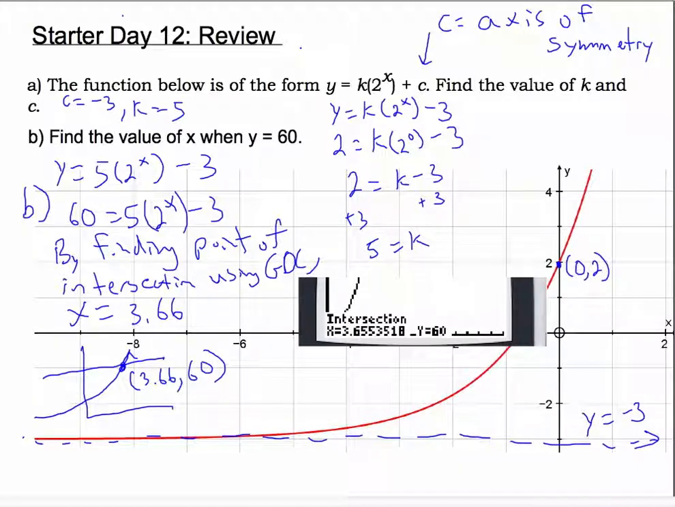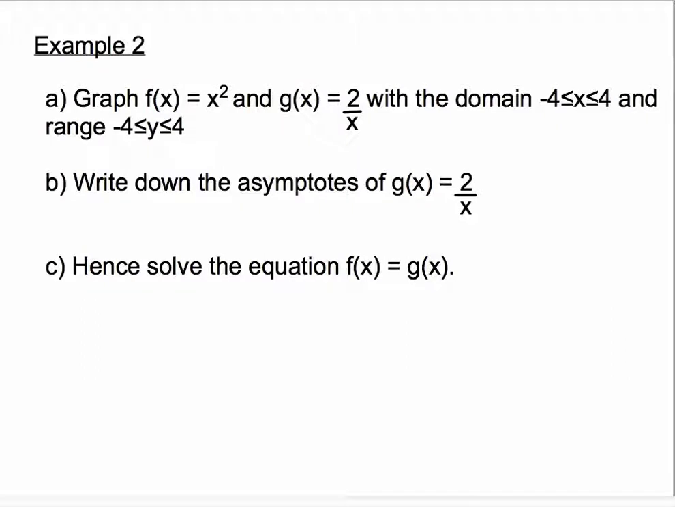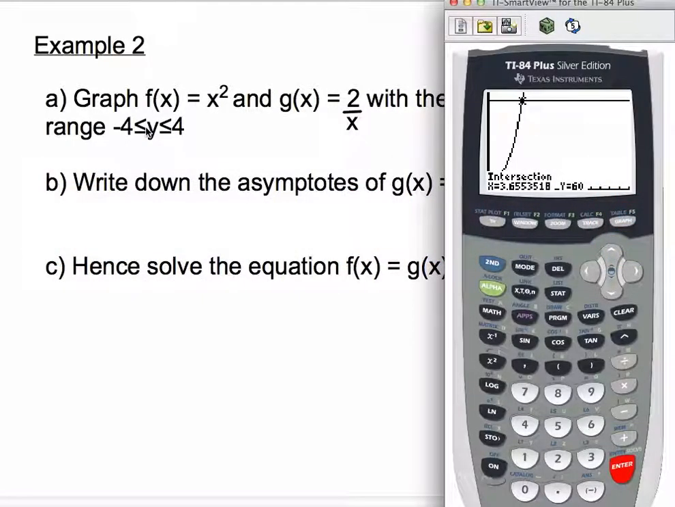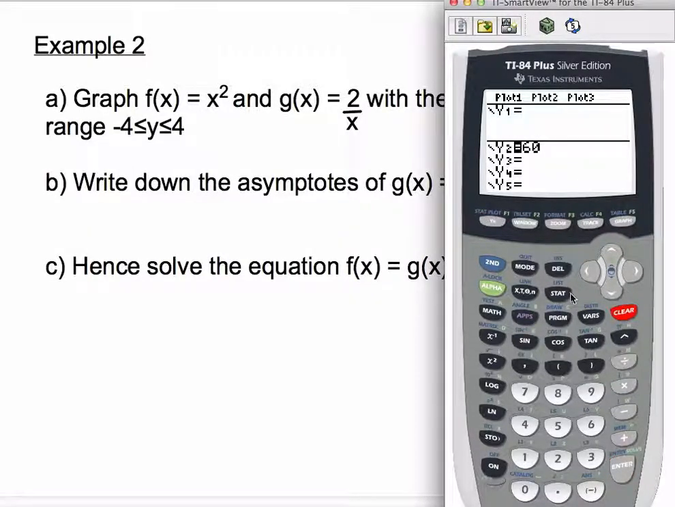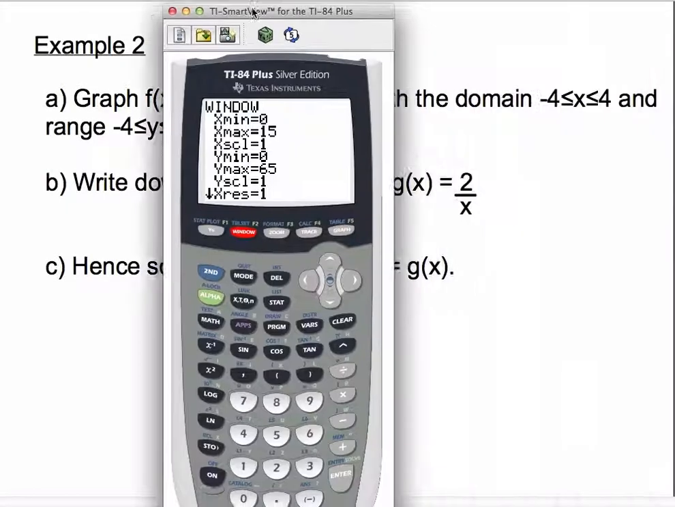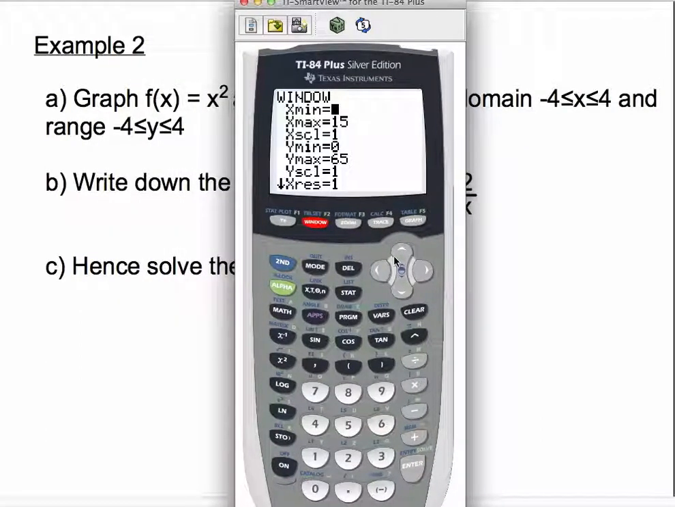Okay, next question. We've got these two functions, f of x and g of x. We're going to graph them on this domain and range, so it tells you your window that you're going to use. So I'll go to graph these. This is x squared. And the second function is 2 divided by x. And your window, both your x and y are going from -4 to 4.